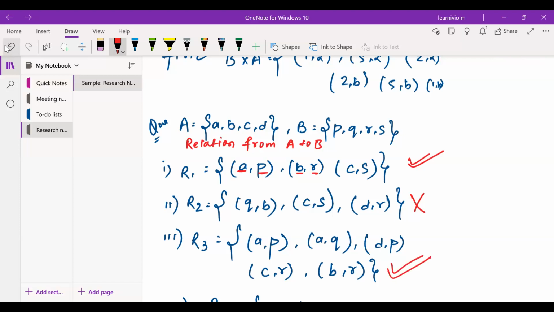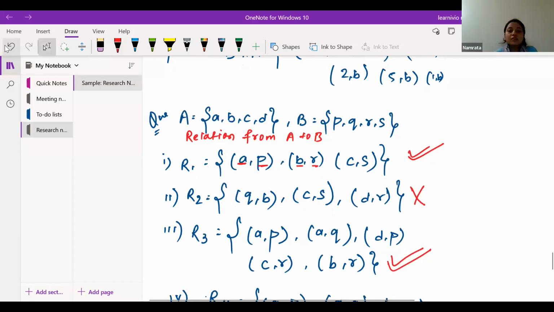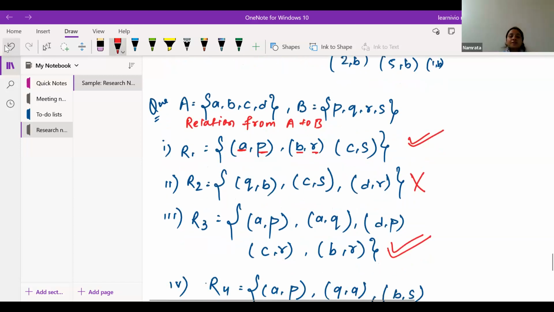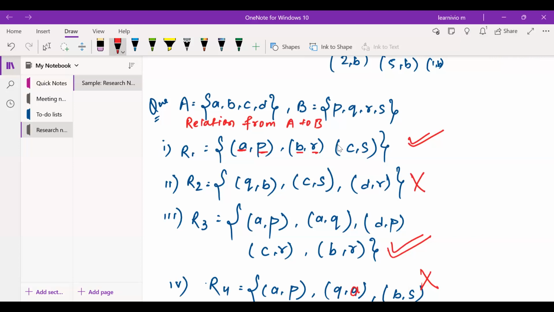Yes, ma'am. If we look at the fourth one, then A is there and P is there. Okay. After that, this is A. After that, Q is there, A is there. So we cannot take in a random way. The fourth one is not a relation. No need to check ahead. Got it? Yes, ma'am.